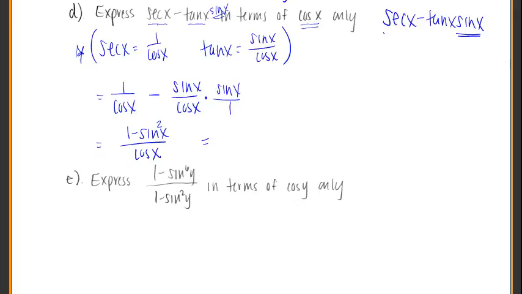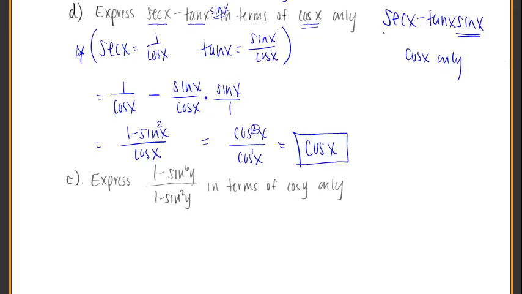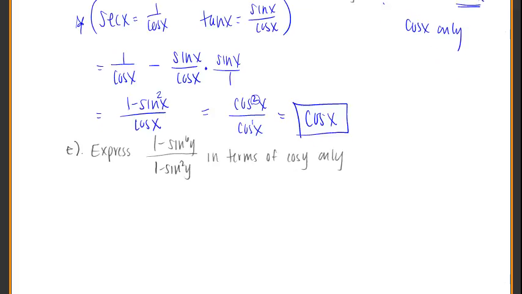So the problem reads as secant x minus tangent x sine x in terms of just cosine x only. Because right here I know that 1 minus sine squared x is cosine squared x. And then I just divide by my denominator. Well, I have cosine squared in the top, cosine to the first in the bottom. They cancel out, so my answer is just cosine x. I knew somewhere in here I was going to have a typo, so I finally found one.